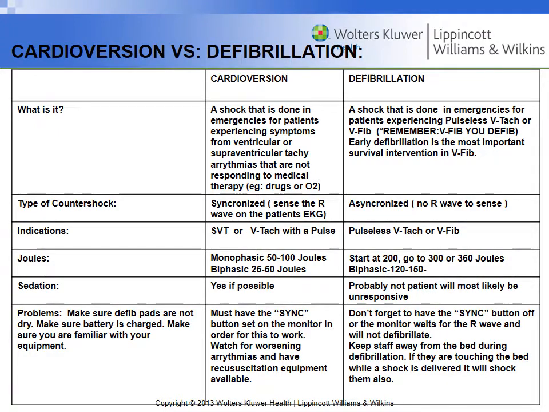Defibrillation. Defibrillation is a shock that is done in emergencies for patients experiencing pulseless VTach or VFib. And the difference between cardioversion and defibrillation is that the rhythms that you defibrillate do not have a viable R wave. These patients don't have atrial activity. Therefore, you need to make sure that you're defibrillating these types of patients. And remember, VFib, you defib. In ventricular fibrillation, early defibrillation has been found to be the most effective treatment for that rhythm.